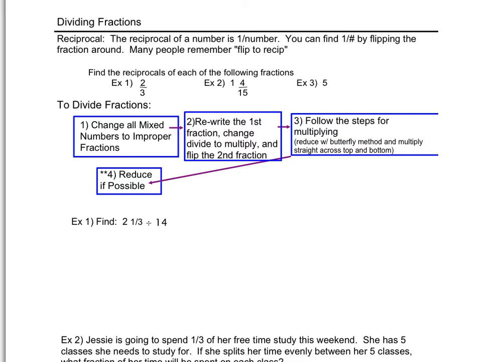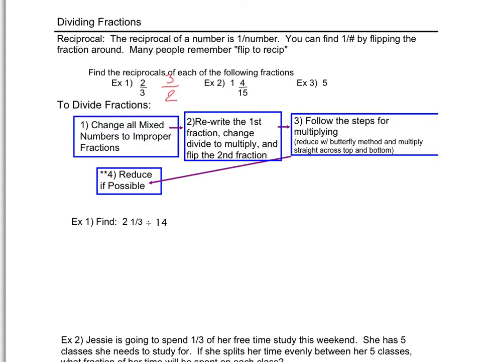So if we look at these first 1, 2, 3 examples that I have up here, we're going to go ahead and just find the reciprocal of each of them. No dividing. So in order to do that, all I'm going to do is use that shortcut, and I'm just going to flip them around. Flip to recip is kind of what you can use to help you remember what it means. So 2 over 3, the reciprocal is going to be 3 over 2.